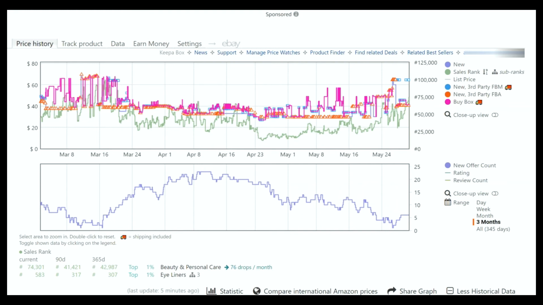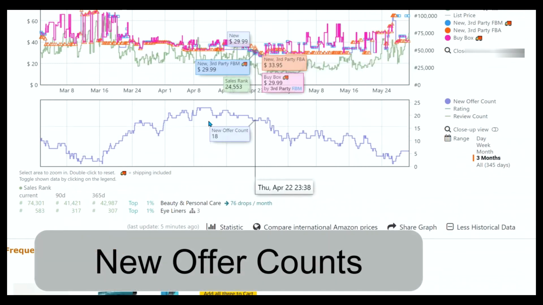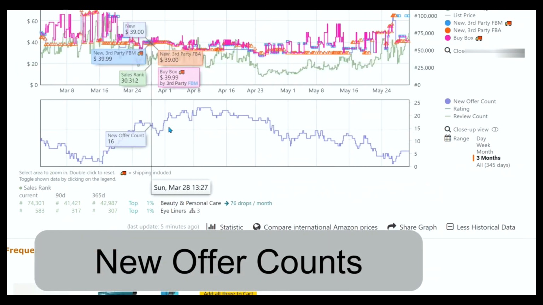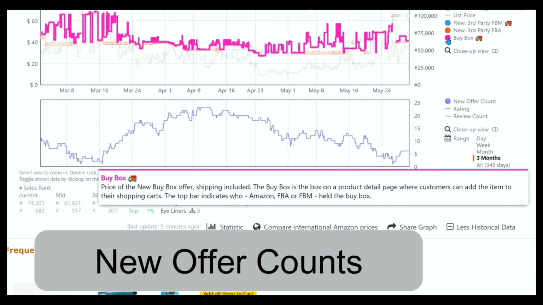Now let's look at the third factor for this episode specifically, which is the new offer count. The new offer count is on the bottom graph of the Keepa chart. We're just going to click that and nothing else on that bottom chart so we can see.